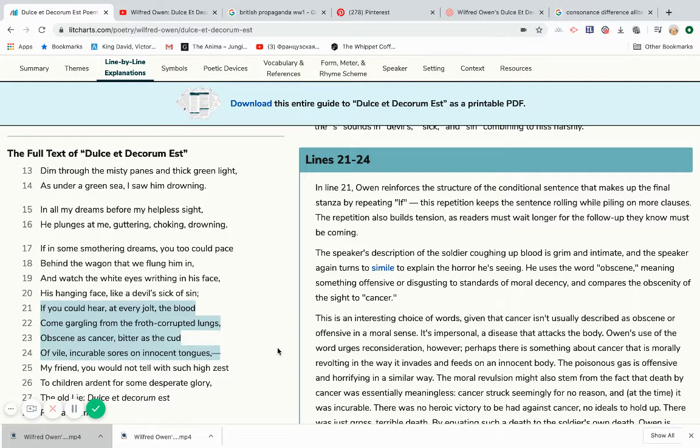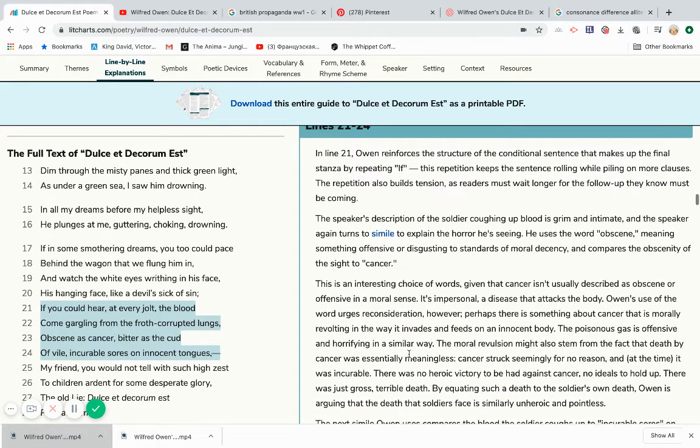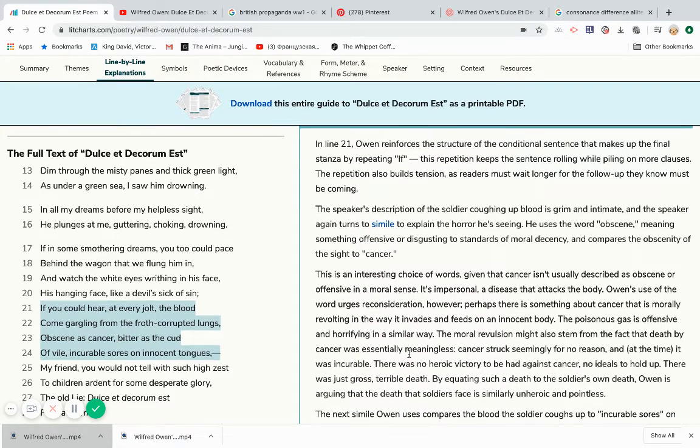In line 21, Owen reinforces the structure of the conditional sentence that makes up the final stanza by repeating if. This repetition keeps the sentence rolling while piling on more clauses. The repetition also builds tension, as readers must wait longer for the follow-up they know must be coming. The speaker's description of the soldier coughing up blood is grim and intimate, and the speaker again turns the simile to explain the horror he is seeing.